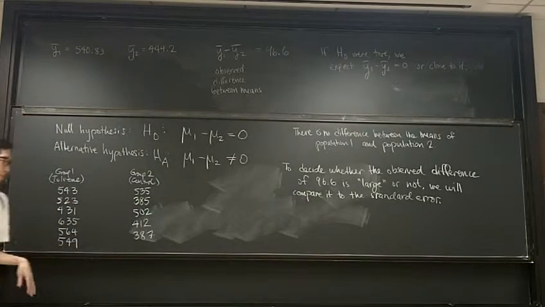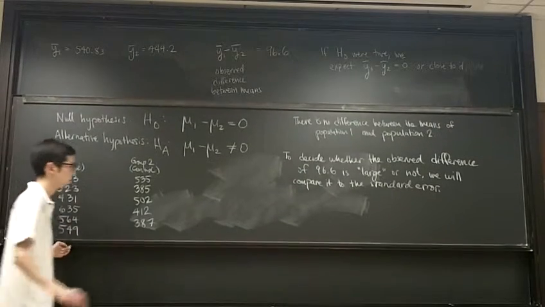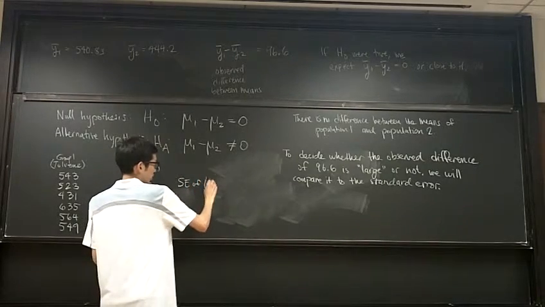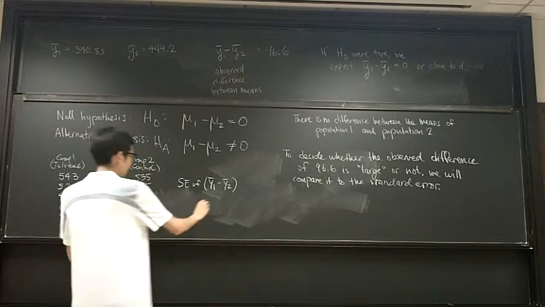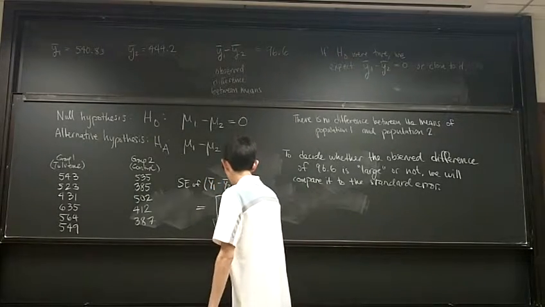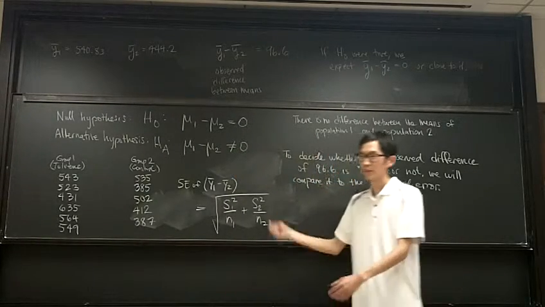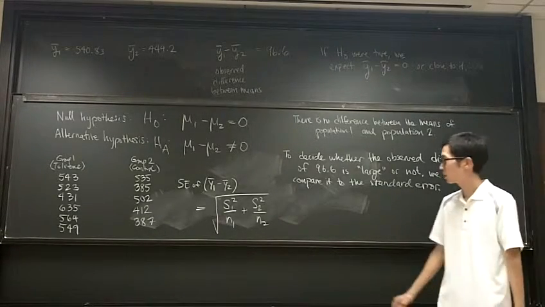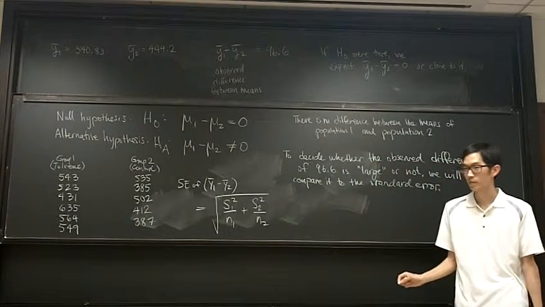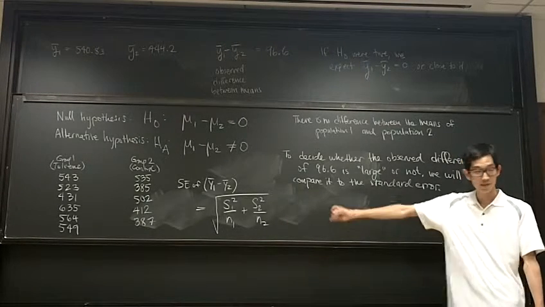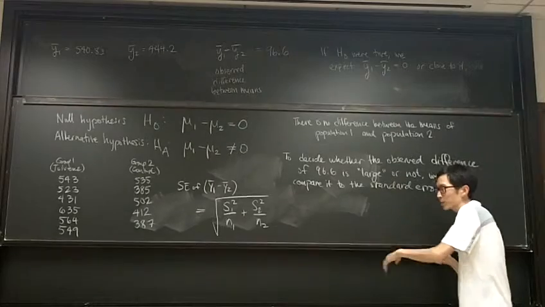here, the standard error is going to be the standard error for a difference of two sample means. So this is the standard error of y1 bar minus y2 bar. I don't know if you guys remember this, but this is the square root of S1 squared over N1 plus S2 squared over N2. This is the standard error of a difference between means. That is kind of familiar, right? We saw this when we did confidence intervals.